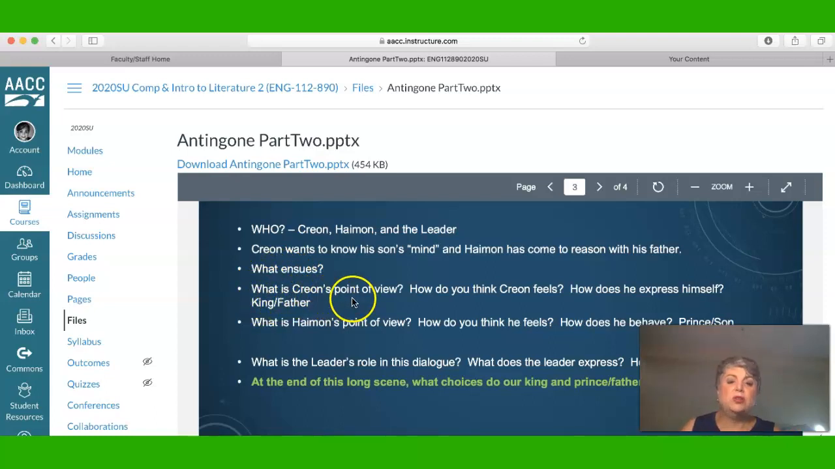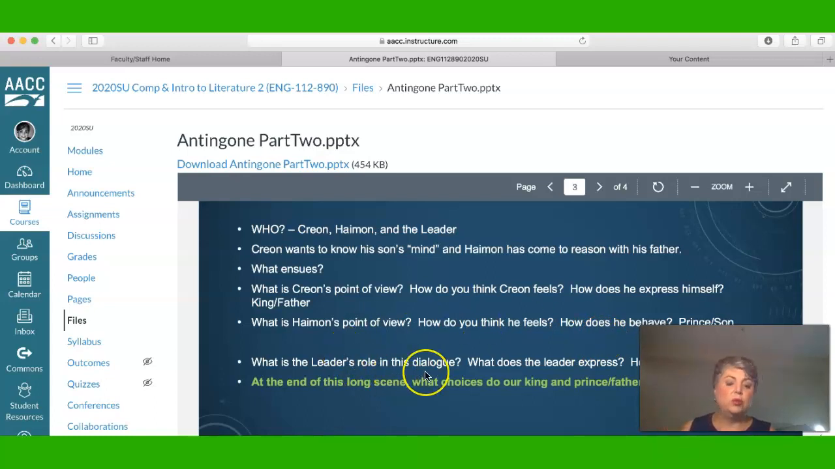Think about, what is Creon's point of view here? How does Creon feel? How does he express himself? Creon is acting as both king, leader, and father, right? Because he's speaking to Haman. What is Haman's point of view? How do you think Haman feels in this moment? How does he behave? Remember that he's not only the prince, but he's the king's son.